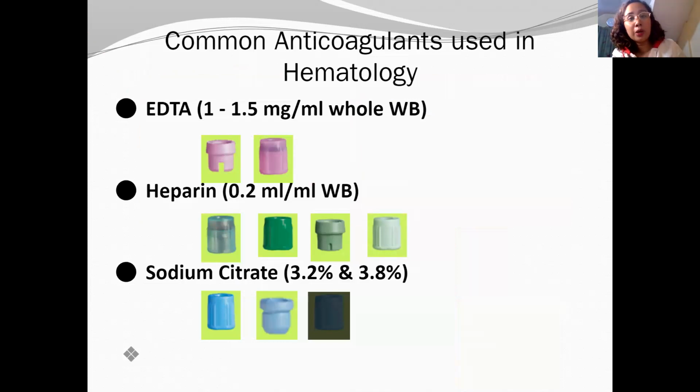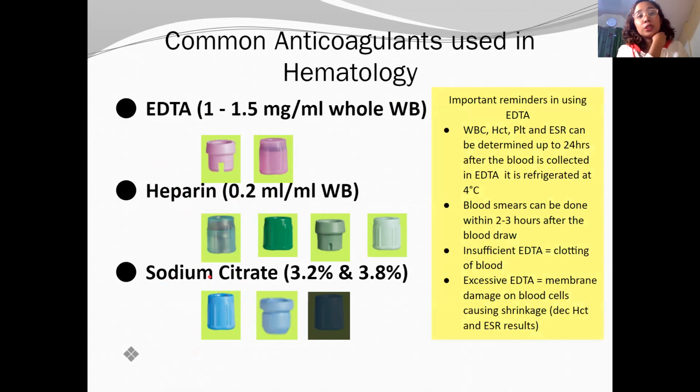So these are the common anticoagulants used in the laboratory. For peripheral blood smear and CBC, we use EDTA. For the osmotic fragility test and some staining methods, we need heparin. And sodium citrate is used for coagulation tests, prothrombin time and activated partial thromboplastin time, PT and APTT. Please watch out for the order of draw: citrate first, then EDTA, then heparin. Am I right?